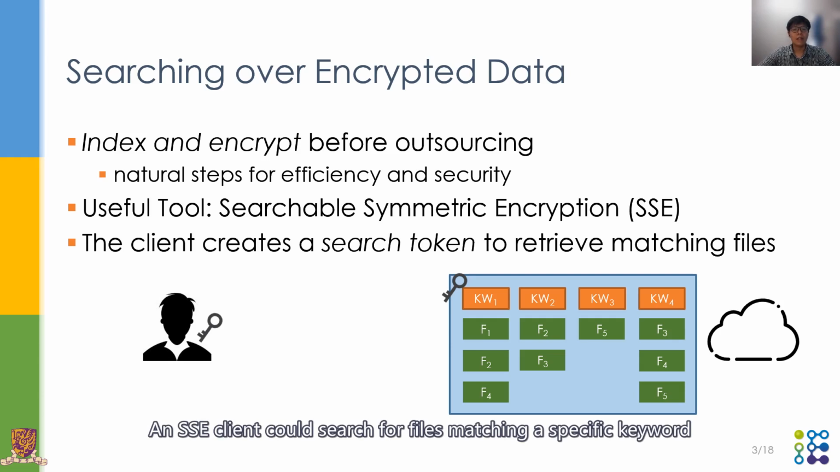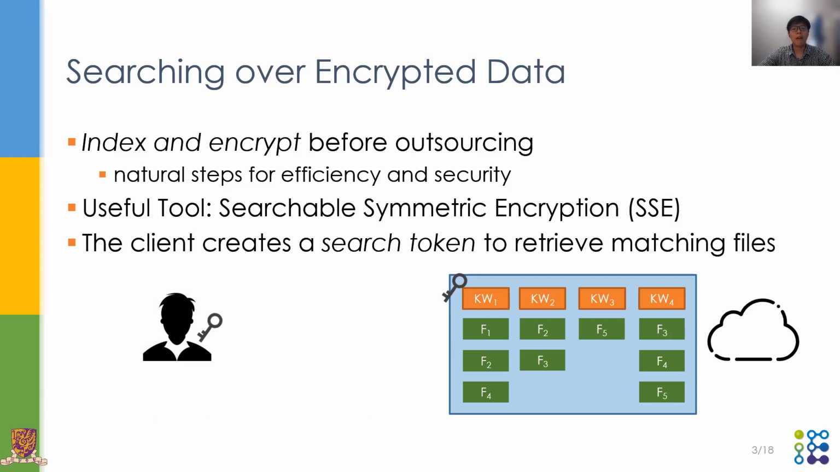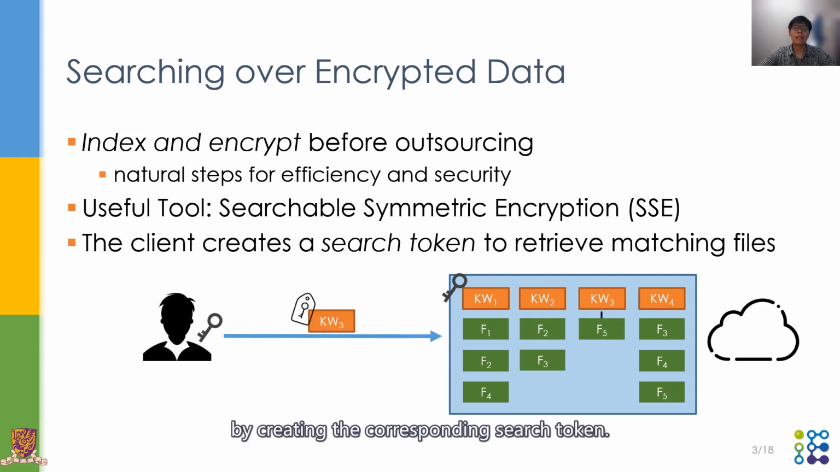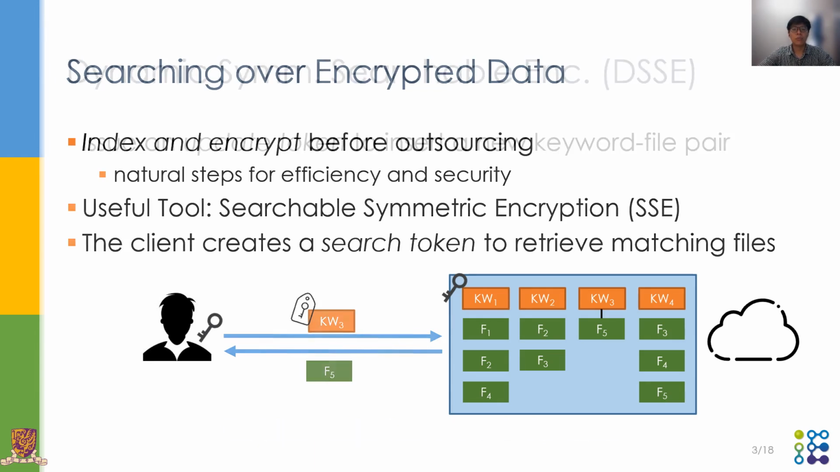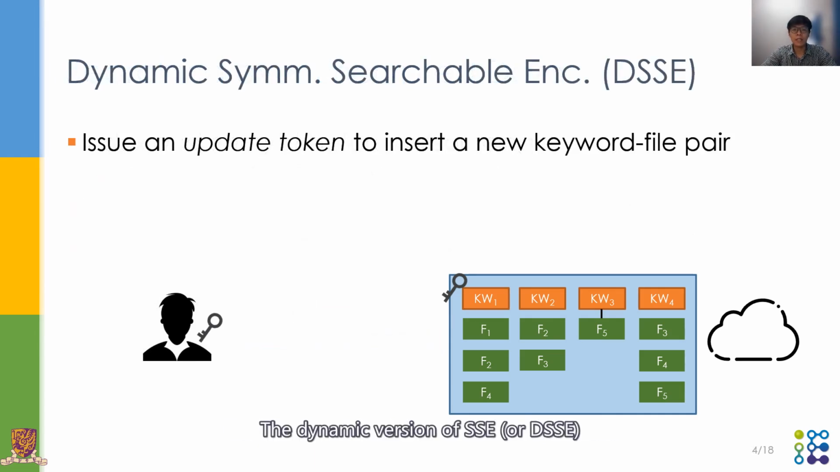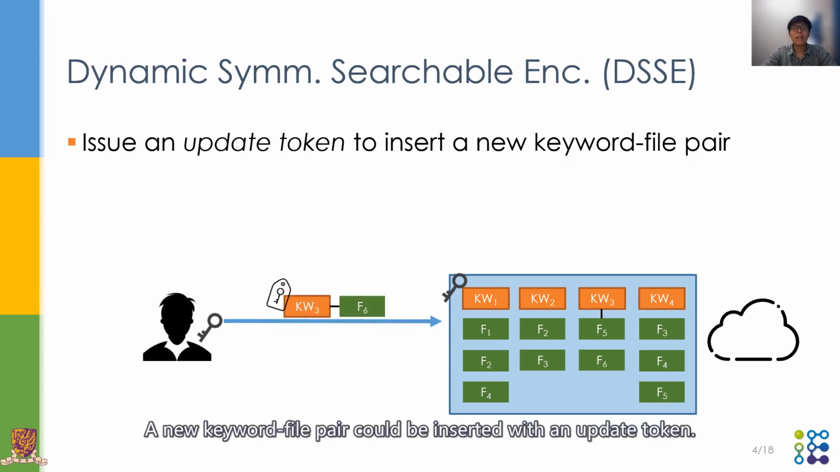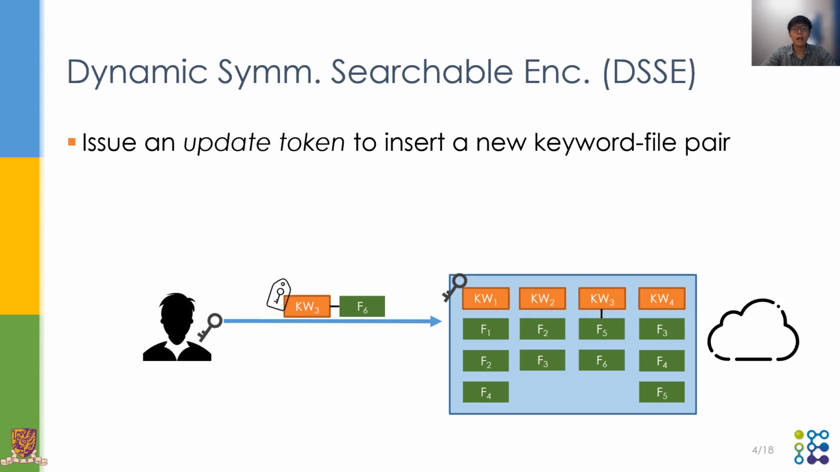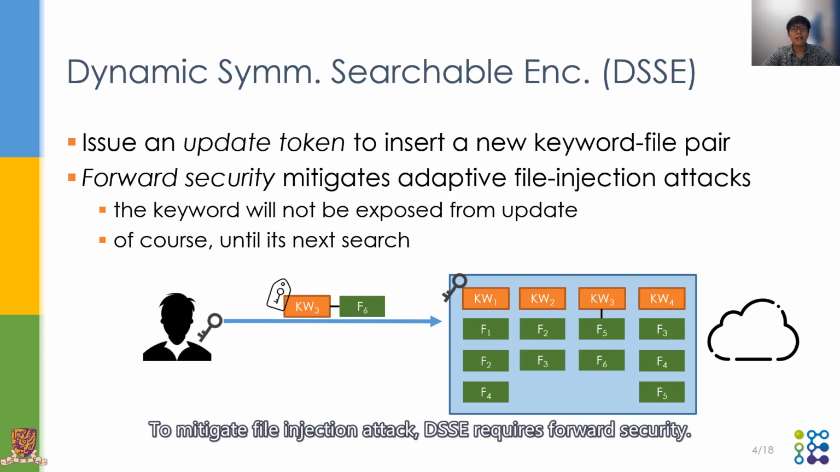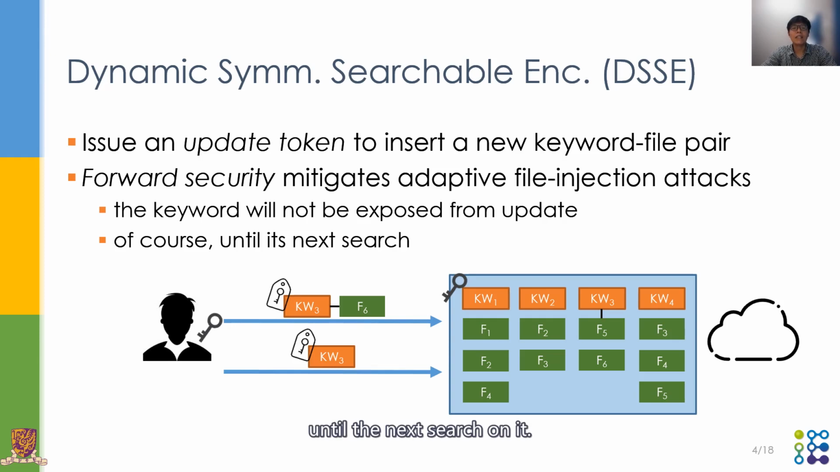An SSE client could search for files matching a specific keyword from his encrypted data by creating the corresponding search token. The token enables the server to do the search. The dynamic version of SSE, or DSSE, further enables the client to update his outsourced data. A new keyword file pair could be inserted with an update token. To mitigate file injection attack, DSSE requires forward security. Forward security ensures that the keyword in any update will not be revealed until the next search on it.